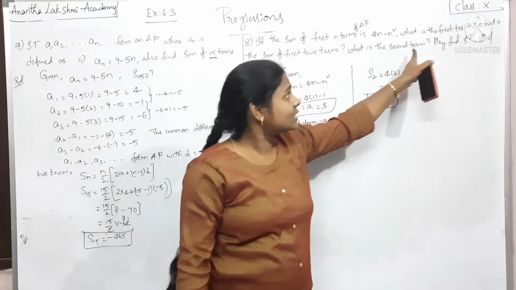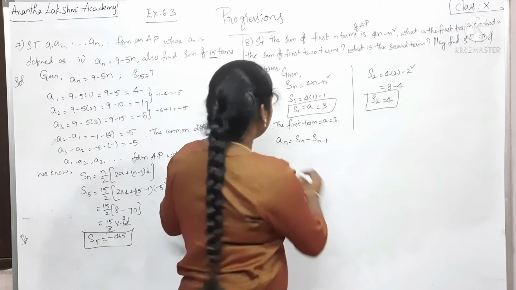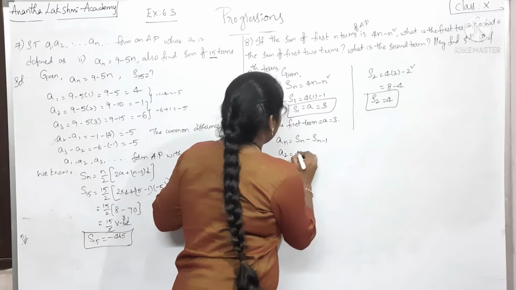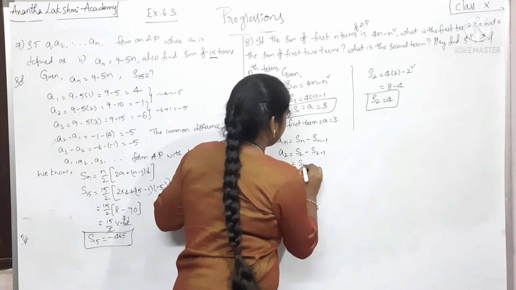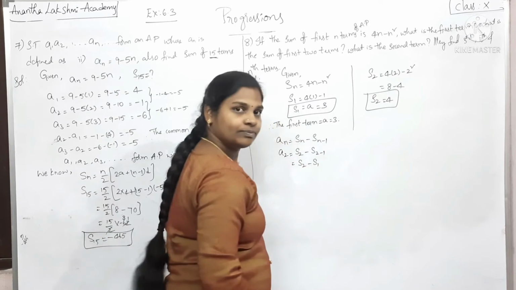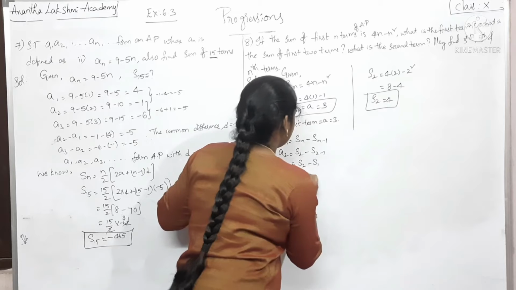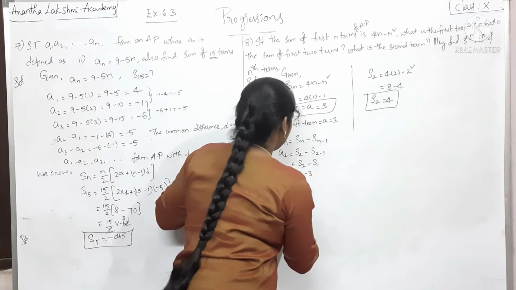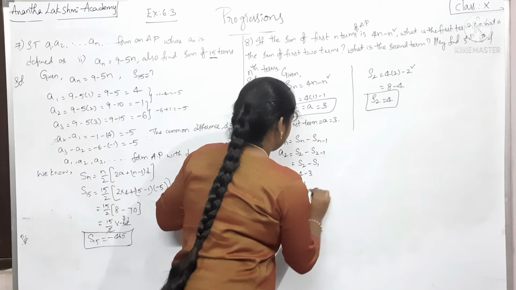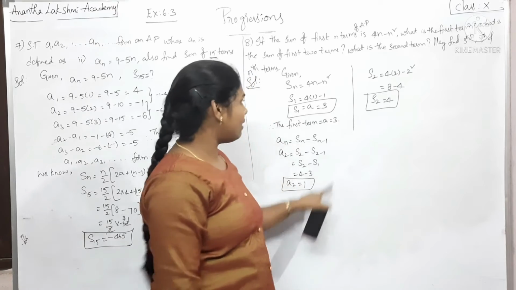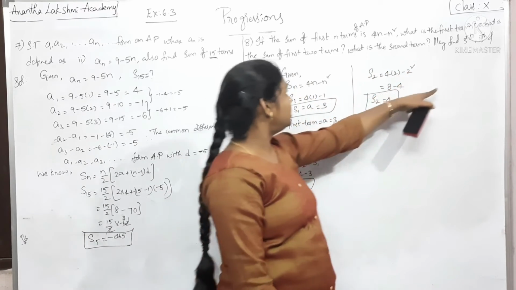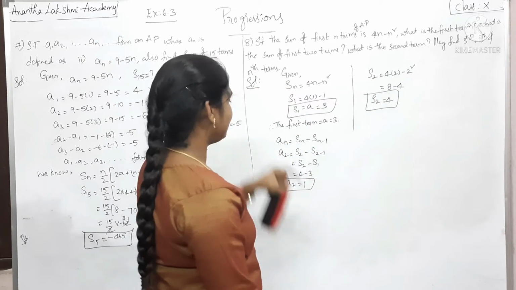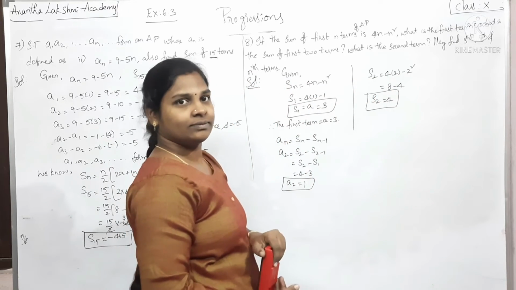So what are they asking? They are asking us the second term. So A2 is equal to S2 minus S2 minus 1, S2 minus S1. S2 is 4, S1 is 3. So A2 is 1. You know A1, A2. Now similarly find third, 10th and nth terms.